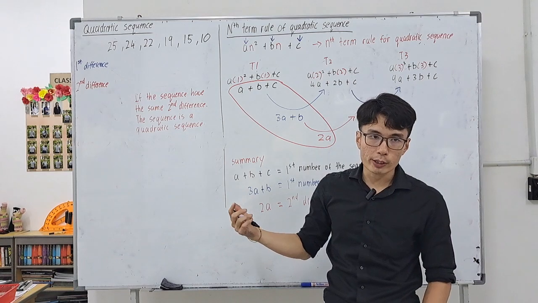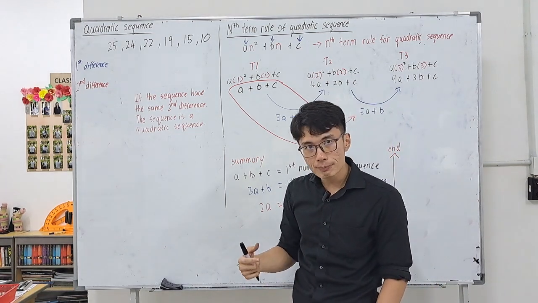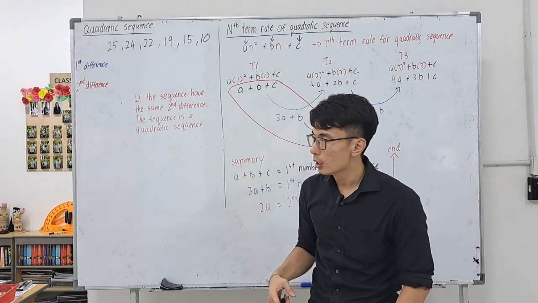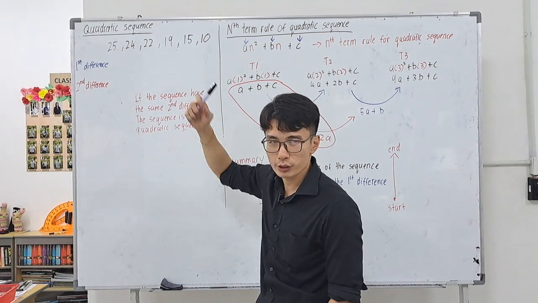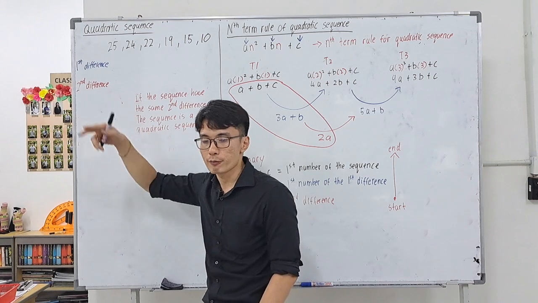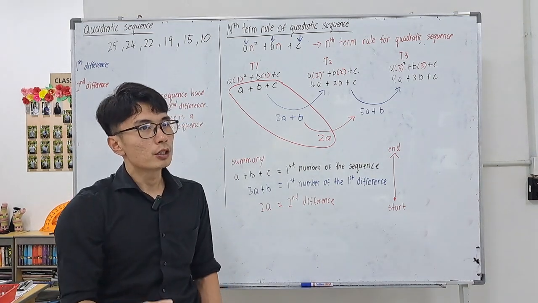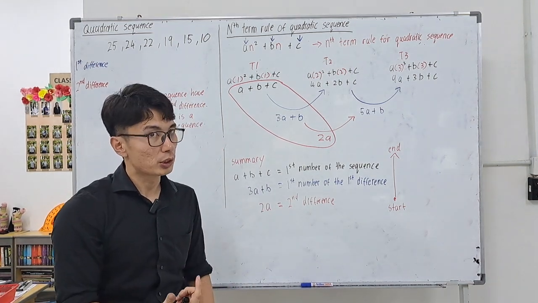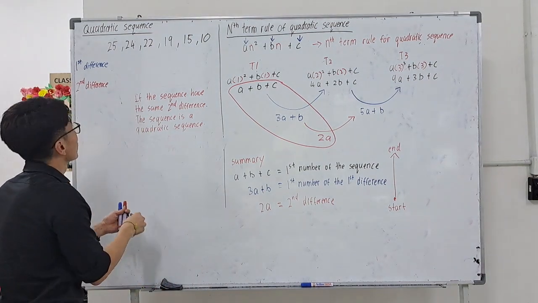So my question here is I want to find the n-term rule of this quadratic sequence. So how do I know if this is a quadratic sequence? I have to find my second difference. Right? If my second difference is the same number, then I know that this sequence is a quadratic sequence. So let's work that out together.